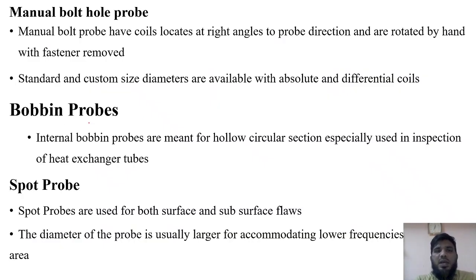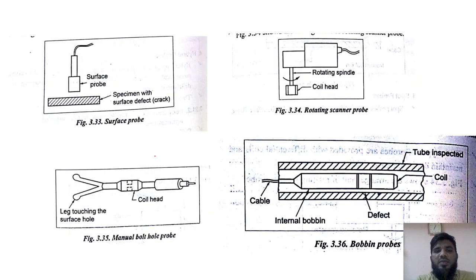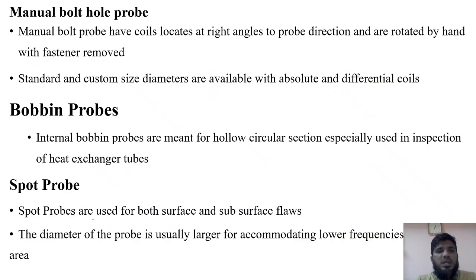Manual bolt probes can rotate at right angle to the probe direction and be rotated by hand with a fastener. So we will be having a fastener here. By rotating the fastener, we can send it. It generally works in a perpendicular direction. In this, standard and customized diameters are available with absolute and differential coils. All these probes are generally based upon either differential, absolute, or reflection probes.